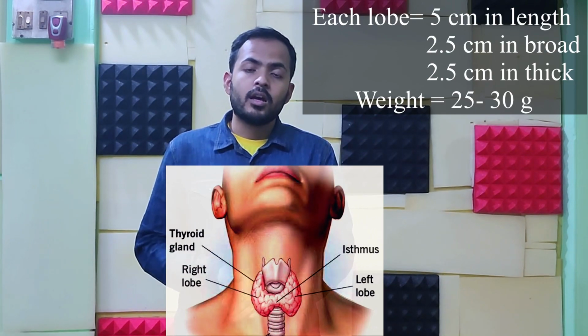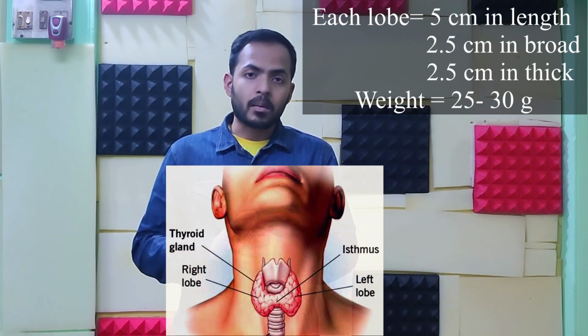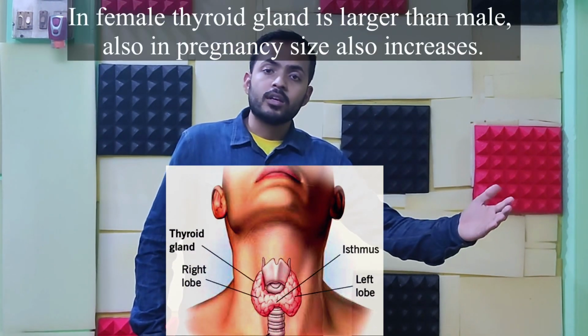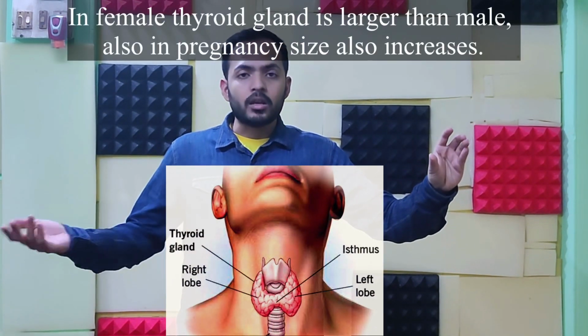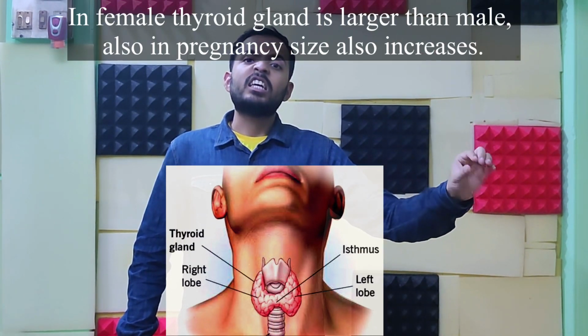and the average weight ranges from 25 to 30 gram. In females, it is a little bit larger than in males. Also in pregnancy, the size of the thyroid gland increases.